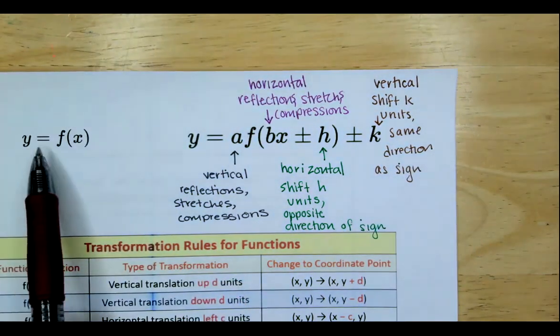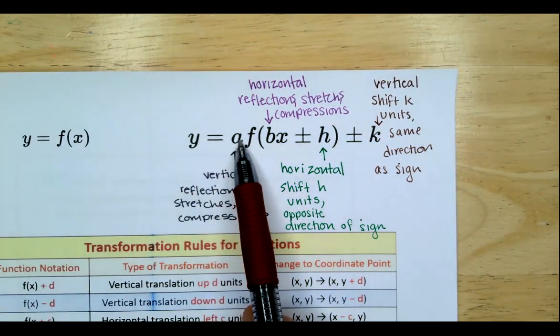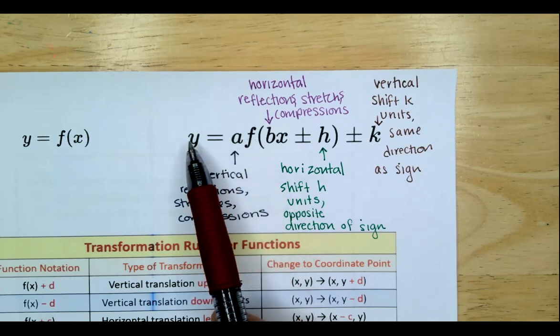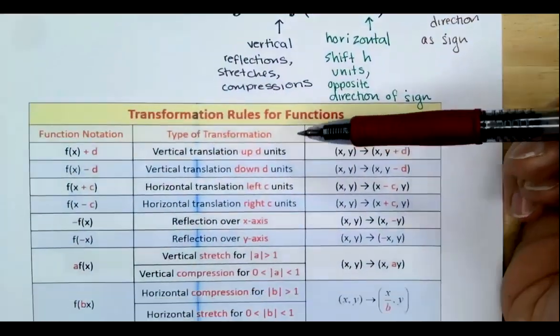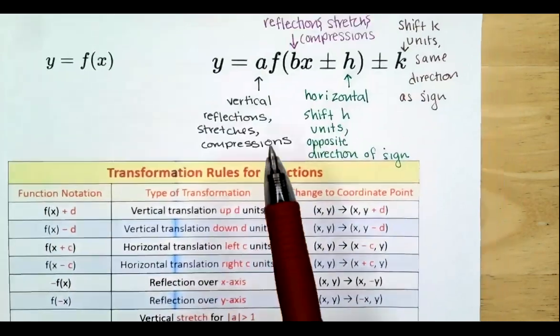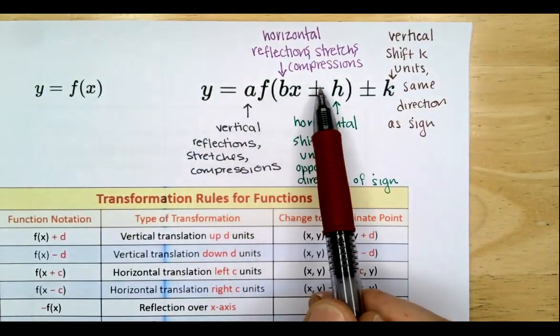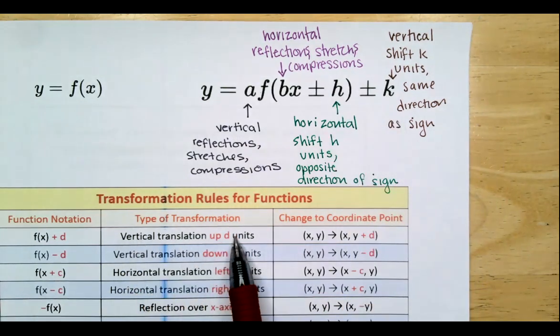So say you have y equals x, all right? If you say y equals 2x, what's happening is we're going to stretch the graph of y equals x by 2, okay? If we say y equals 2x plus 4, then we are going to move it up 4 units on the graph. All right, so this is just an introduction.